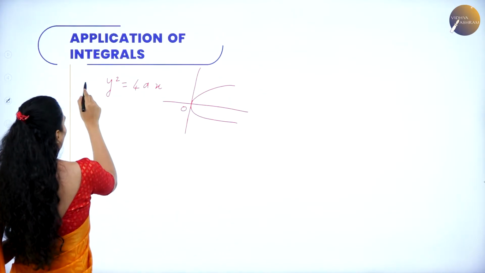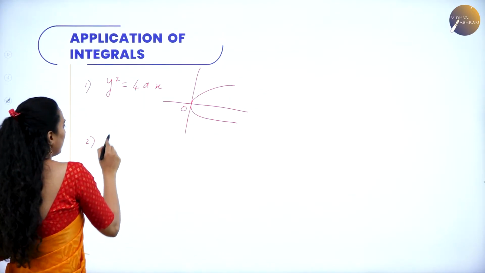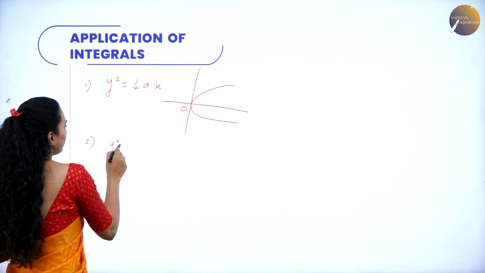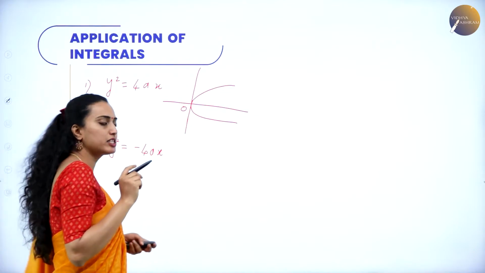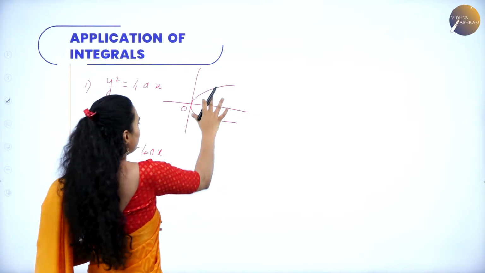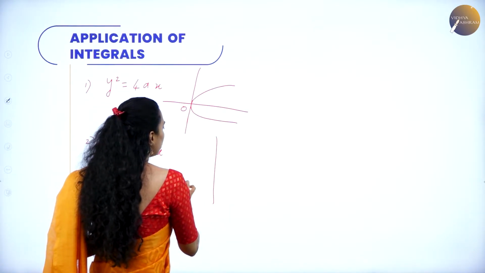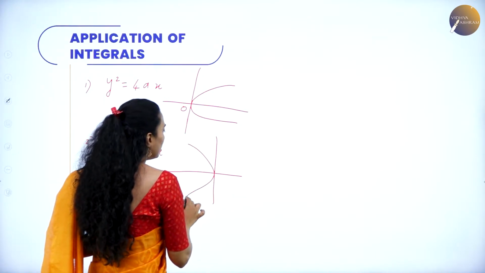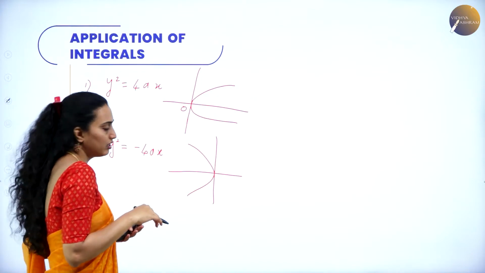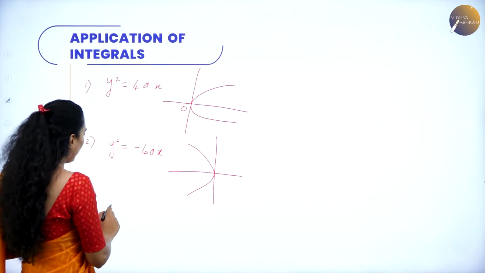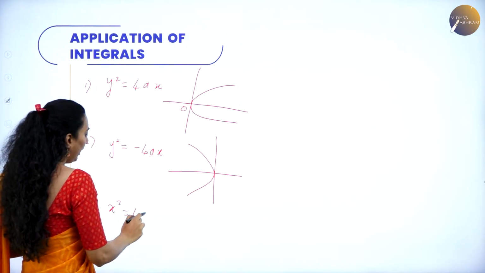Similarly, next is y squared is equal to minus 4ax. Minus 4ax means the opposite. This is plus 4ax, and minus 4ax you are going to get like this. This is minus 4ax and this is the diagram you are going to get. Next you are going to have x squared is equal to 4ay.